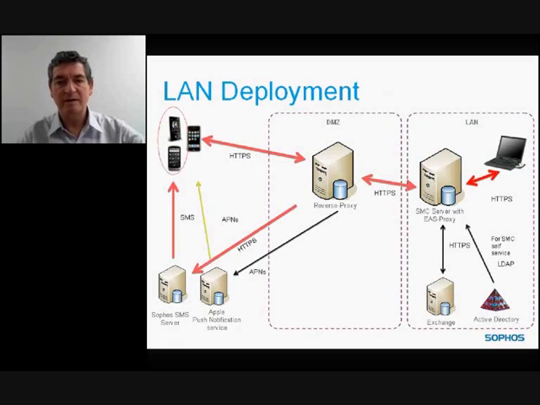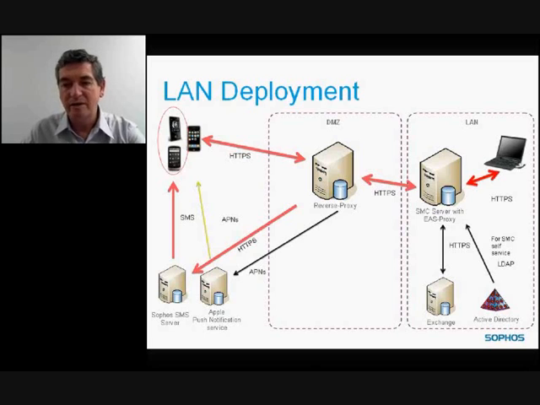So looking at a little more complicated LAN type deployment, you may not wish to have this SMC server public facing. So you might want to put the Sophos Mobile Control server in your LAN and set up a reverse proxy in your DMZ to face the big bad outside world. So really it's just pushing the server back into the LAN and extending the communications to go via the reverse proxy there.